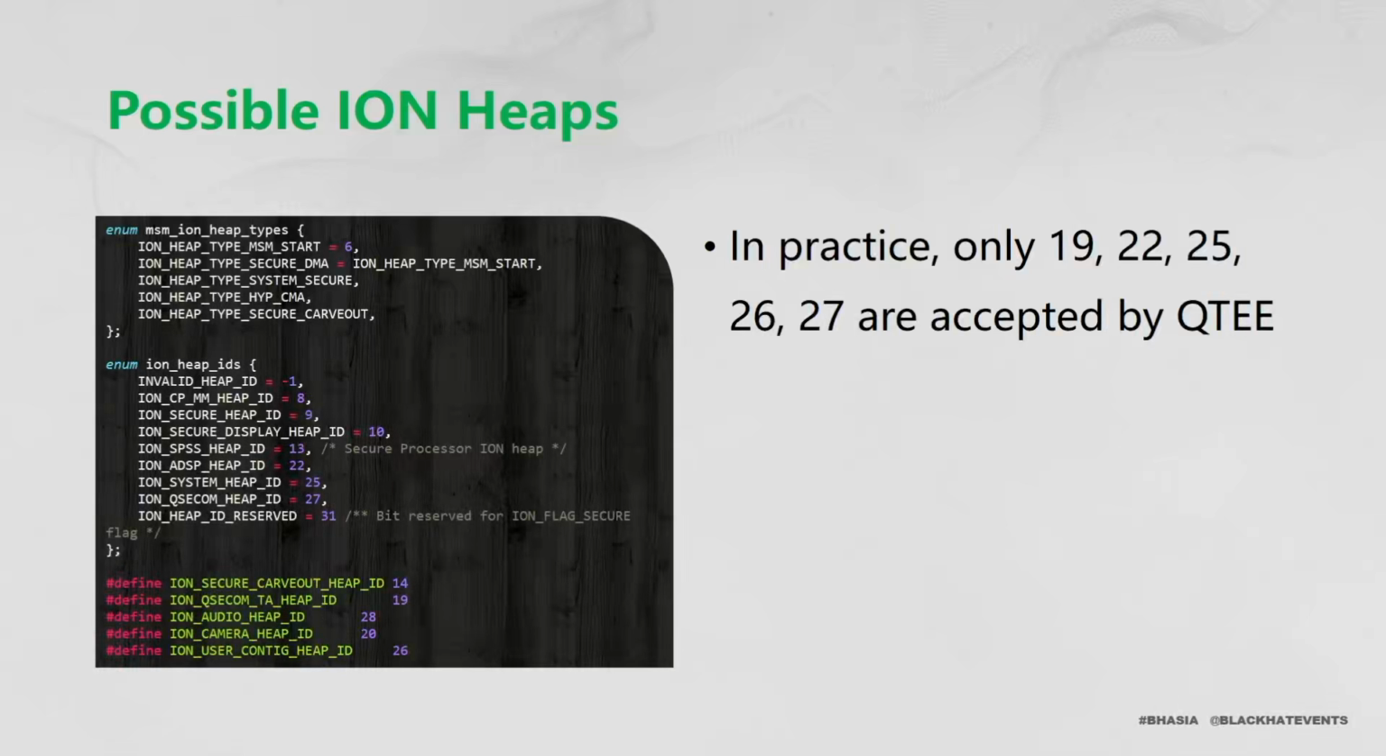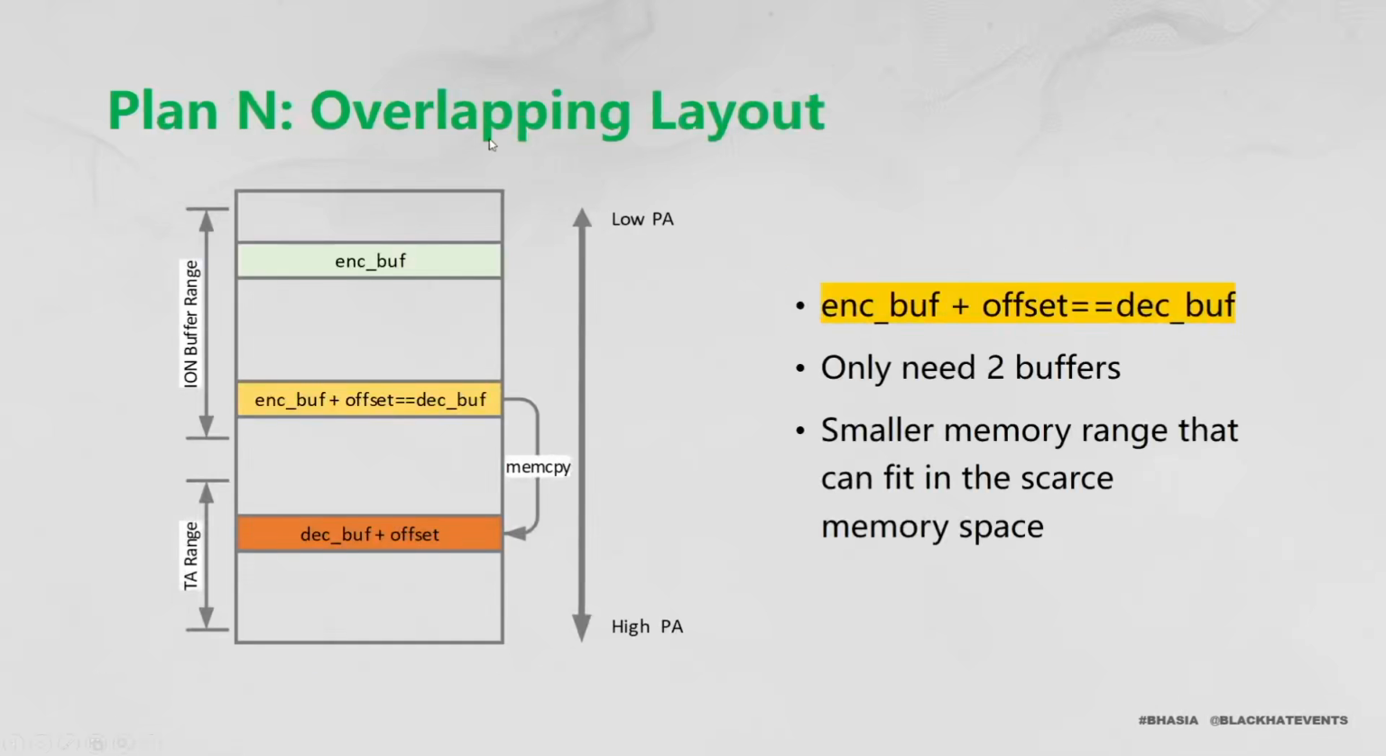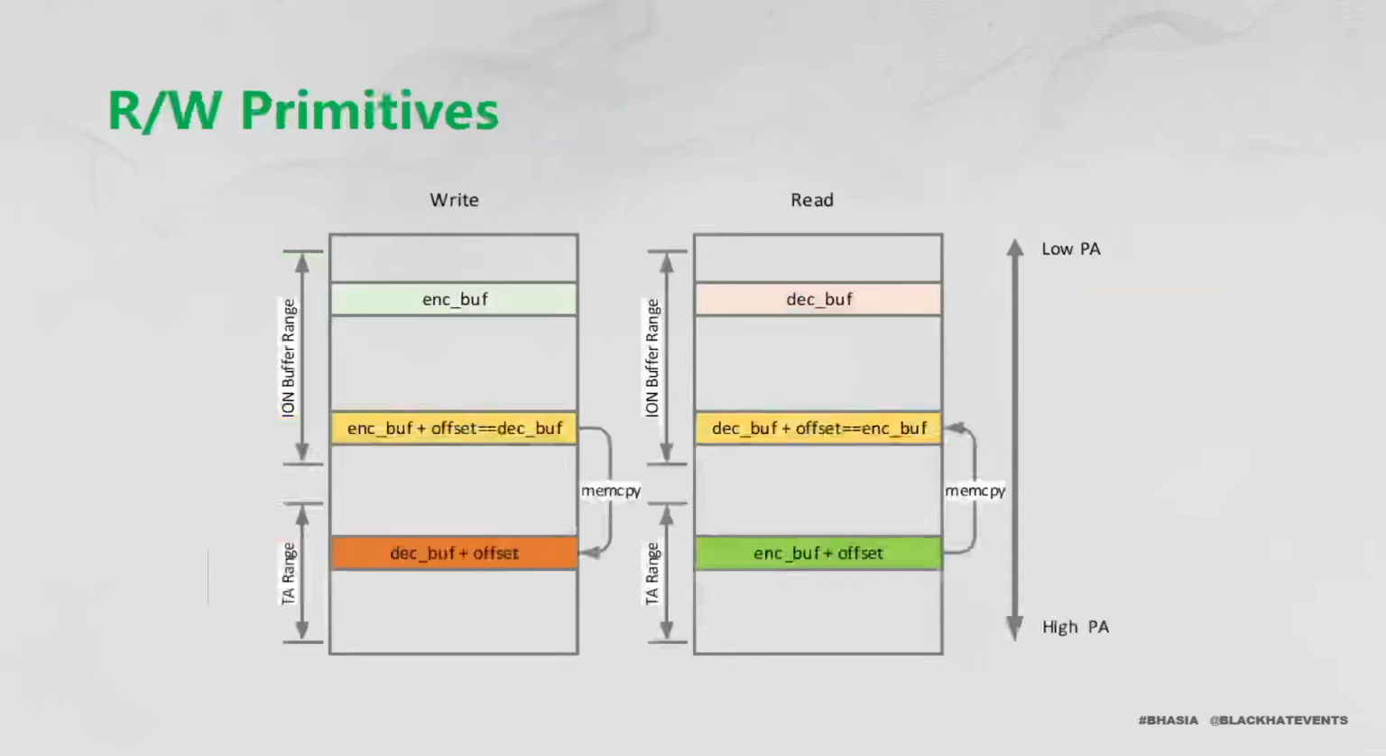And finally, we get this one. I call it the overlapping layout, and we let the encryption buffer plus its offset equal the decryption buffer. And the decryption buffer plus an offset will reach the TA. In this memory layout, we only need 2 buffers, and this ion buffer is relatively small, so that we can let it fit in one of the scarce memory spaces we can get.